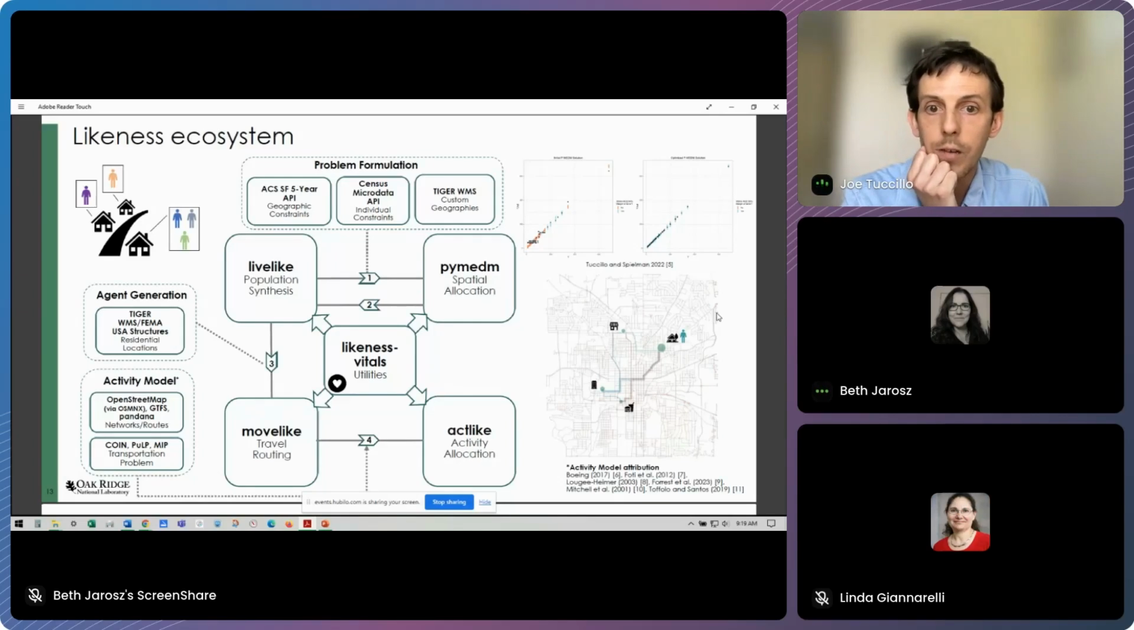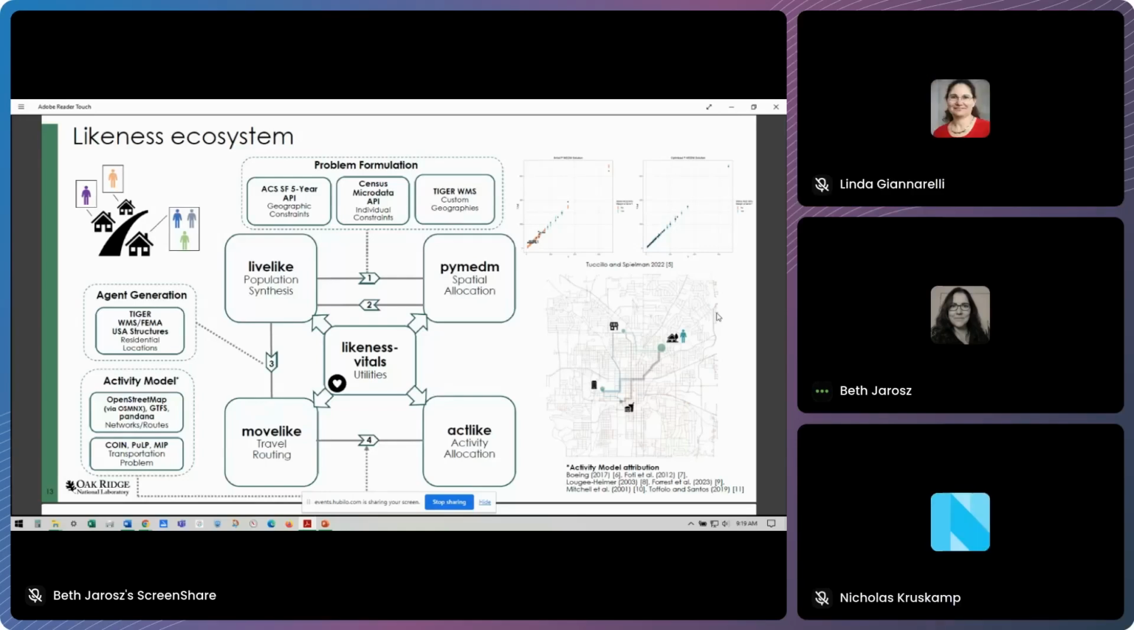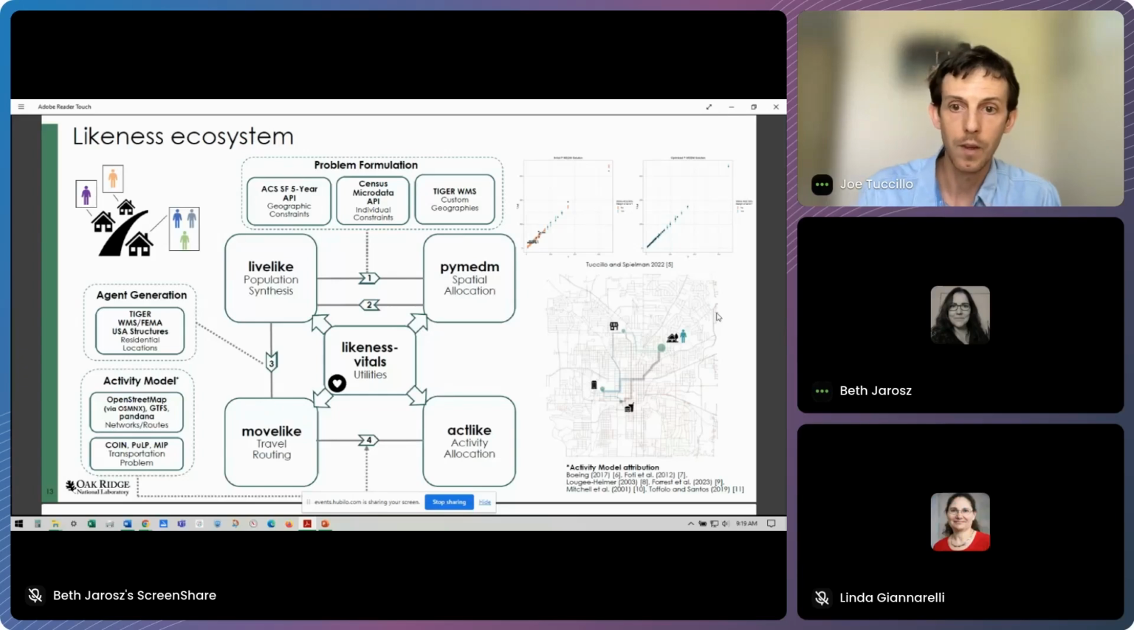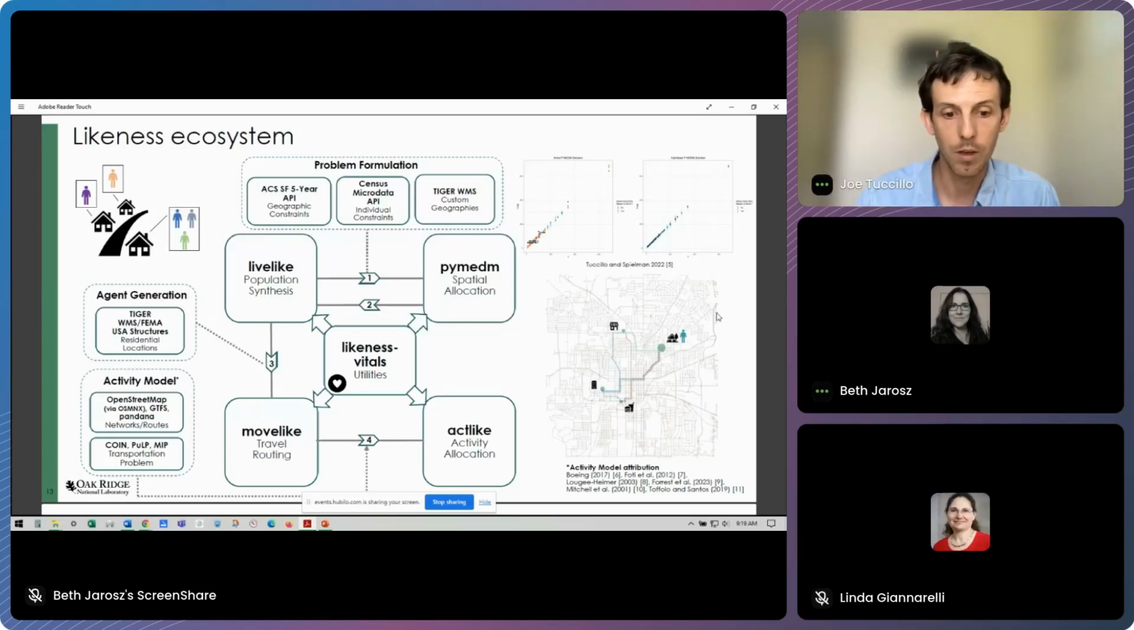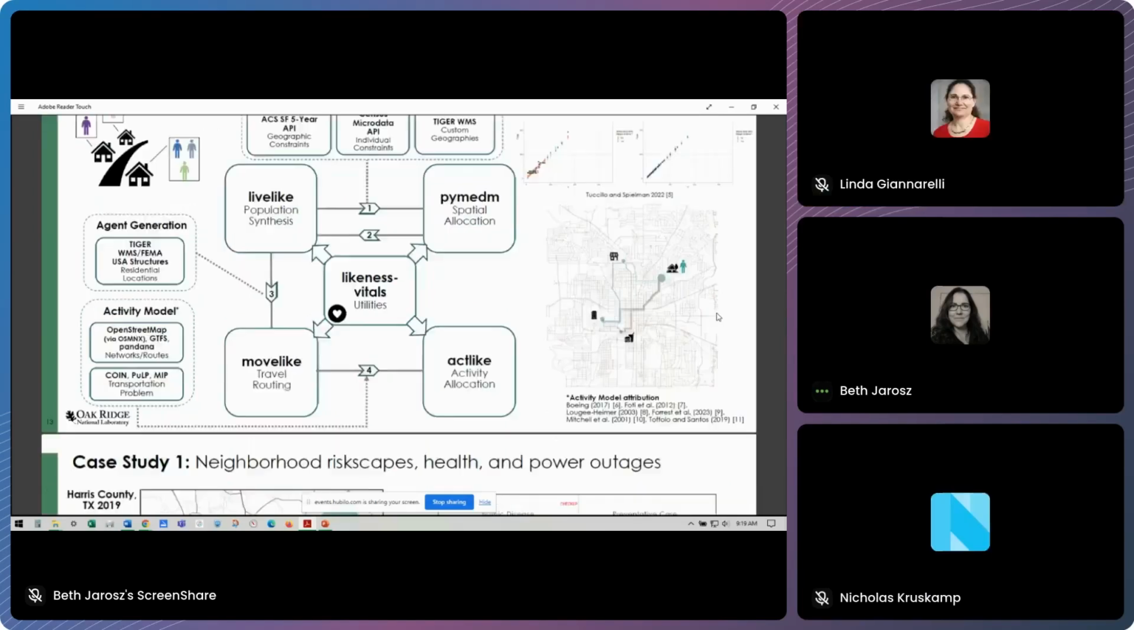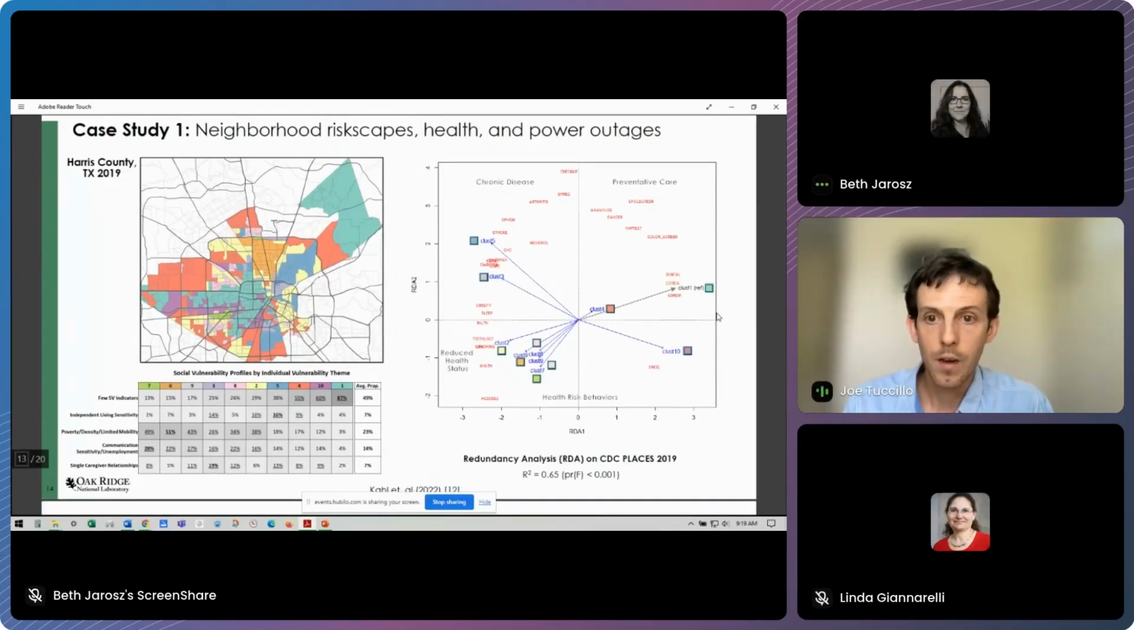When we've finished our spatial allocation procedure, we pass those results back to live-like, generate agents at realistic residential locations. Then we build a transportation network based on our area of interest derived from OpenStreetMap for driving, bus, bike, and walk modes, using the move-like package. And then finally we use the act-like package to perform activity allocation using a modified version of the transportation problem to optimally send people to activities in a way that matches destination capacities. Next slide.